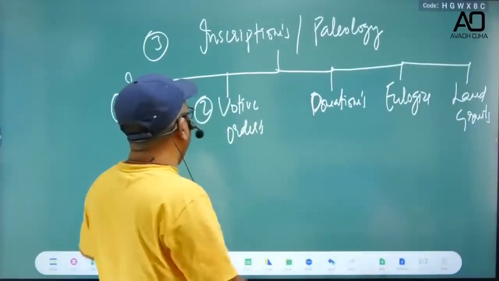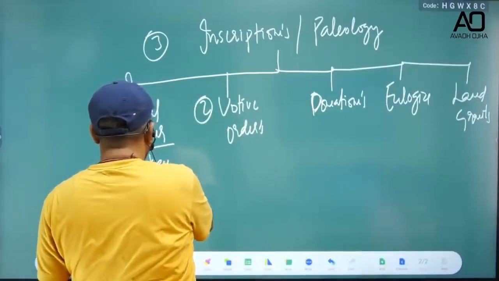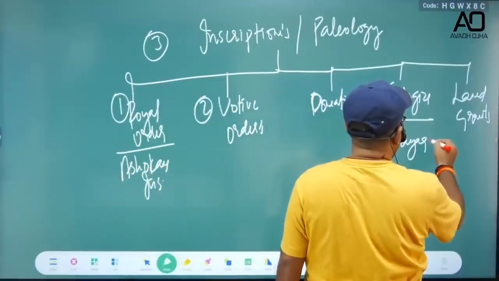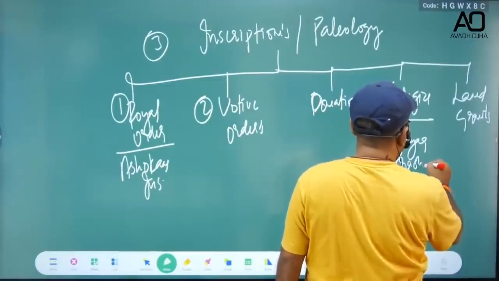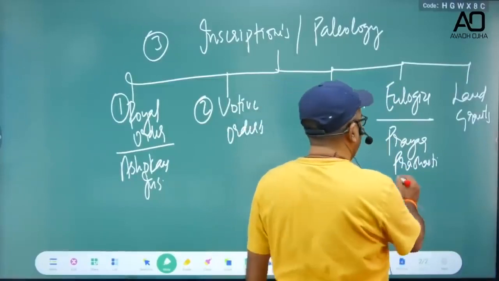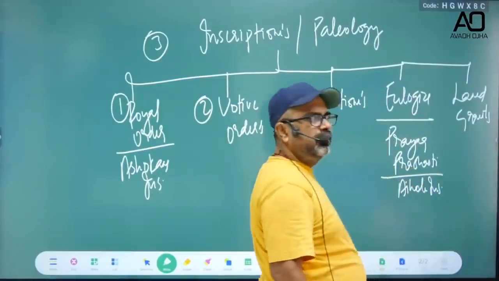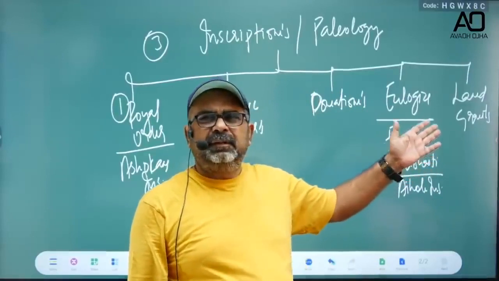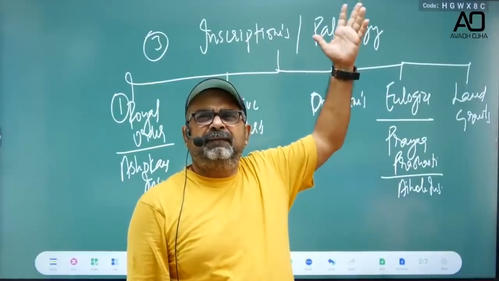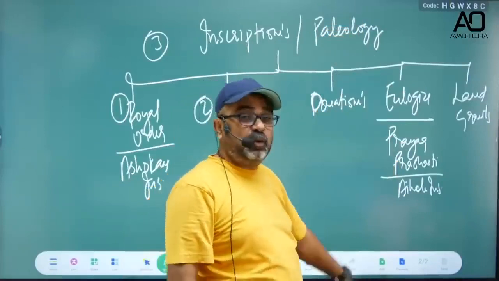Ashokan inscriptions, Prayag Prashasti, Aihole inscription of Ravi Kirti. These are the glorification of their patron king. Prayag Prashasti talks about Samudragupta, written by his court poet Harisain. Ravi Kirti was the court poet of Pulakeshin II.